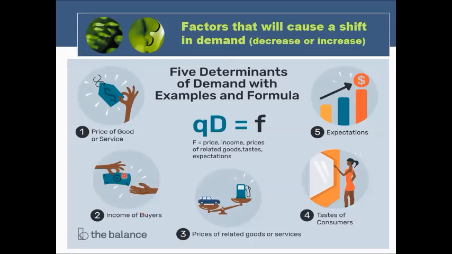And also, number two, the income of the buyer. It depends on the buyer's income. Especially now that it is a pandemic, many are unemployed. So they do not have a source of income, or their income is limited. So it also affects the shifting of the demand in terms of the prices of goods or services.